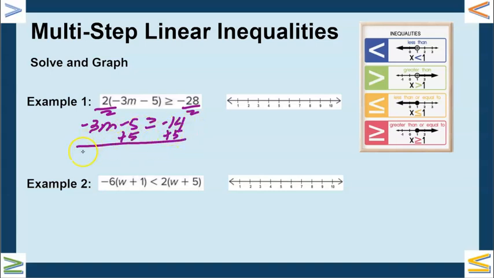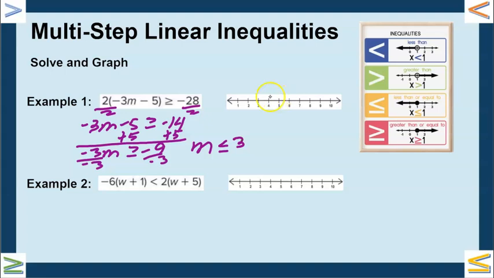And this is going to give me negative 3m is greater than or equal to negative 9. And then to get m by itself, I'm going to divide by negative 3. Because I'm dividing by a negative number, I have to flip the symbol. So now it's going to be less than or equal to a positive 3.